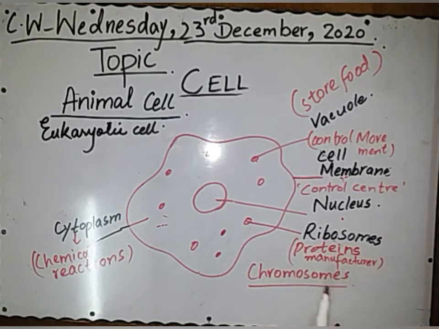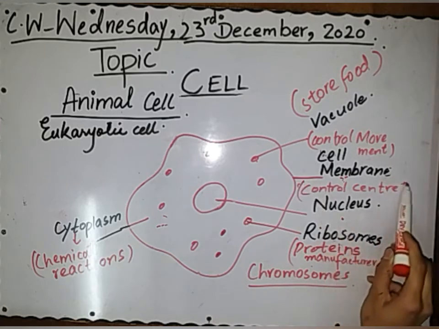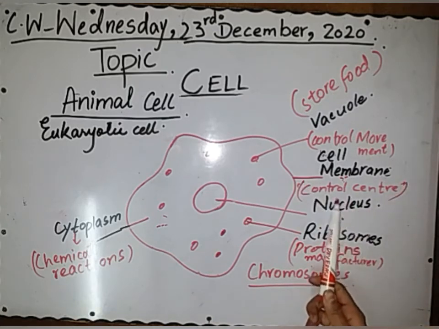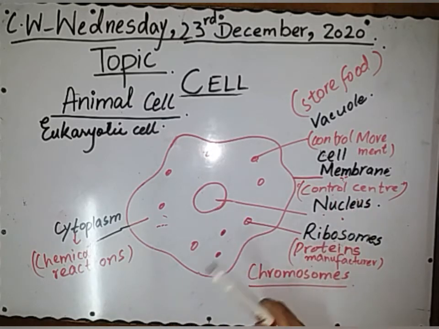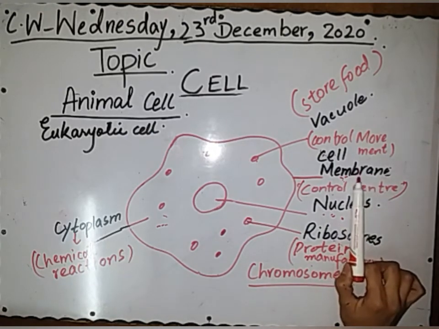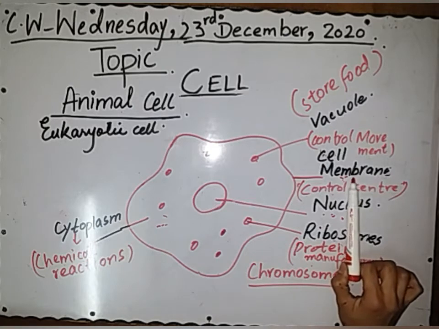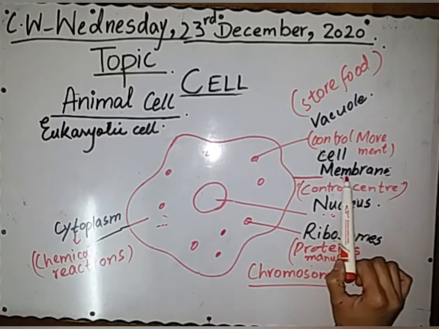Here I am giving you the function of these organelles, that is nucleus. It controls all the chemical reactions that take place in the cell, and nucleus is known as control center of the cell. Just as our brain controls all the activity of our body, here nucleus controls all the activities. Then here is the cell membrane. Cell membrane is the outermost covering that protects the cell and controls the movement of the cell. Cell membrane also maintains the shape of the cell.